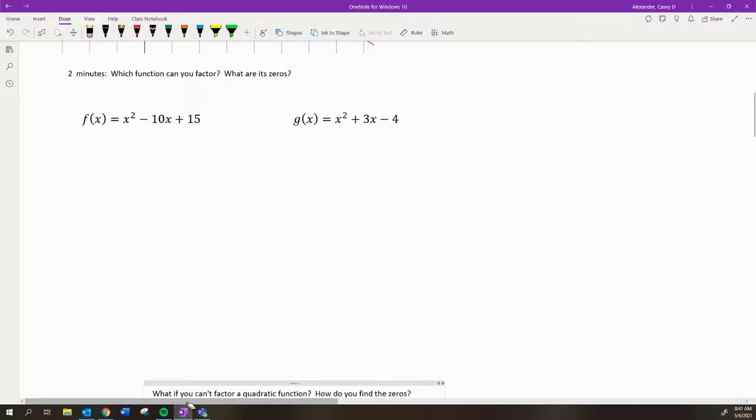Hi there. I'm going to talk to you a little bit about the quadratic formula today. That's sort of what this video is about. But in class, we first looked at these two functions, and we said, which one can you factor?